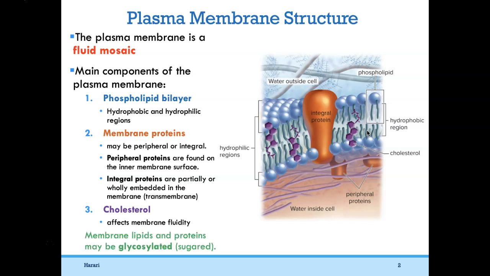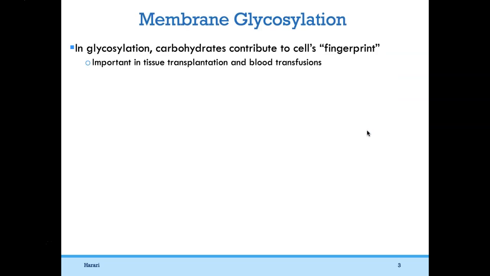And I'll also now show you a little bit about how lipids and proteins may be glycosylated, which means they might have sugars added to them. So in glycosylation, carbohydrates contribute to the cell's fingerprint. Each cell in your body is your cell because it has a specific pattern of sugars on the membrane. This is called glycosylation. Think about glucose in glycosylation. All of the cells that make you up have a specific pattern of sugars on their membrane. And this is why there's tissue transplant rejection.